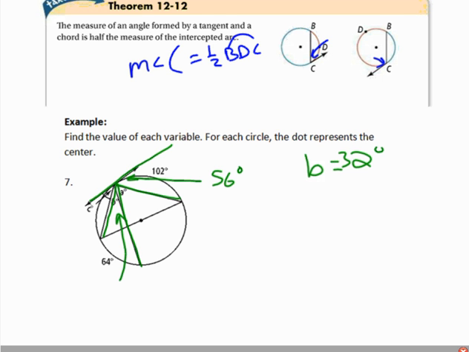Well, alright, so nice thing about this, we have a diameter. So that means the rest of this arc right here would have to be supplementary to 102. So the rest of that arc would be 78 degrees. And it just so happens that the tangent line and this chord make up that arc. So half of that would be C. So C would be equal to half of 78, which is 39.